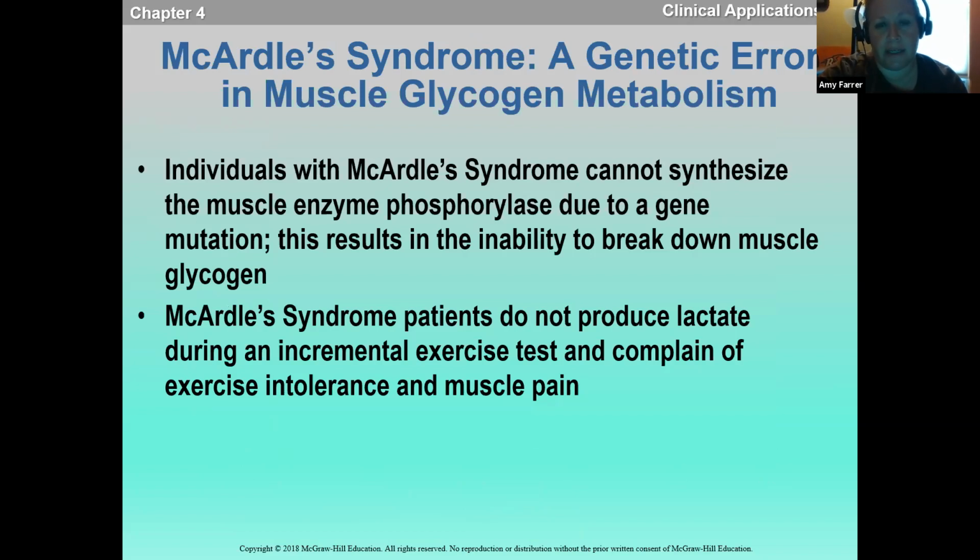Here's a little clinical application to throw in here. Individuals with McArdle syndrome cannot synthesize the muscle enzyme phosphorylase because of a gene mutation, so they cannot break down muscle glycogen. What happens is these patients don't produce lactate during incremental exercise. They are going to poorly tolerate exercise and have a lot of muscle pain because they can't produce that lactate, which, though not common, I swear I've met a lot of kids who complain of exercise intolerance and muscle pain.